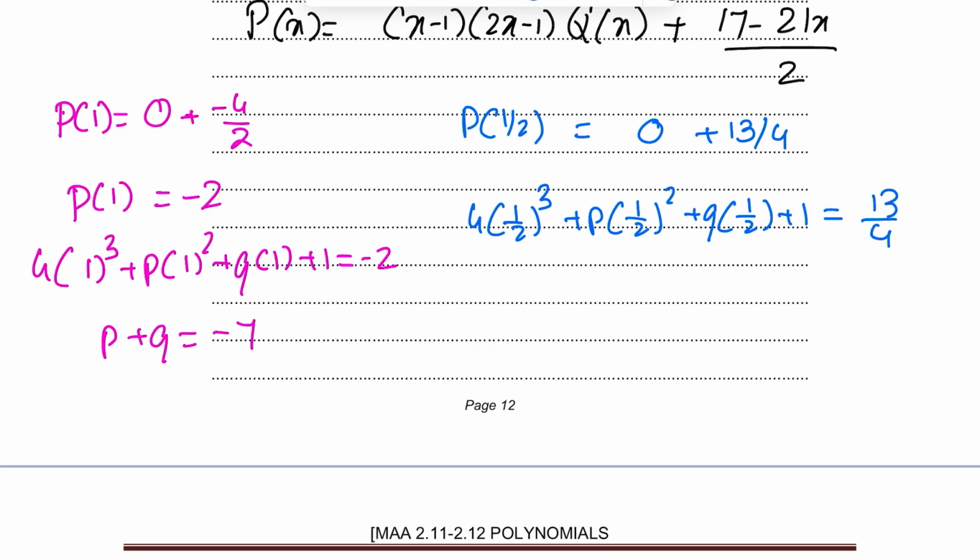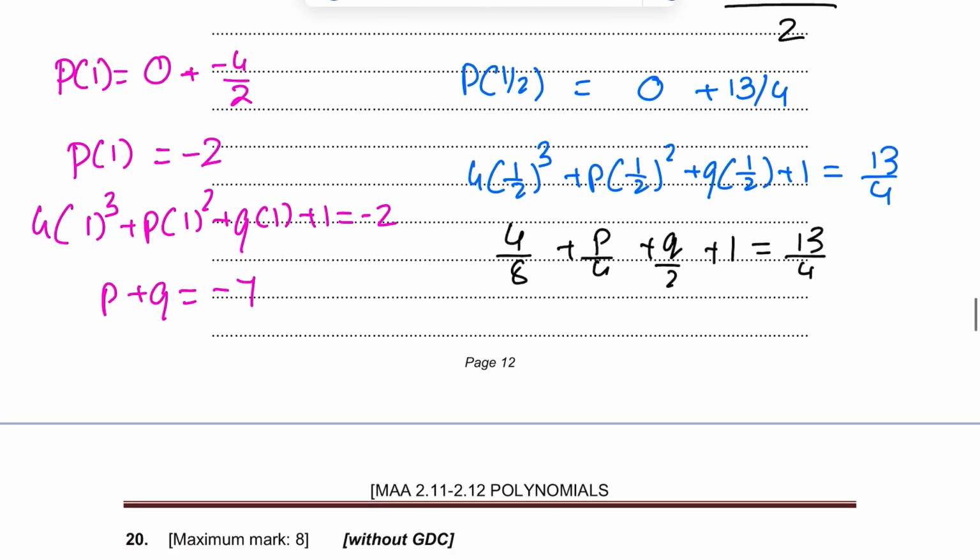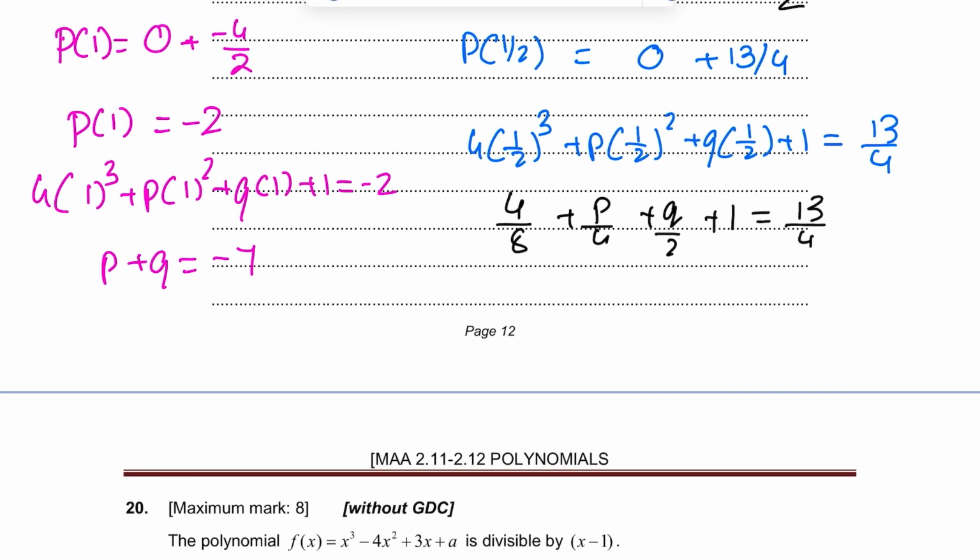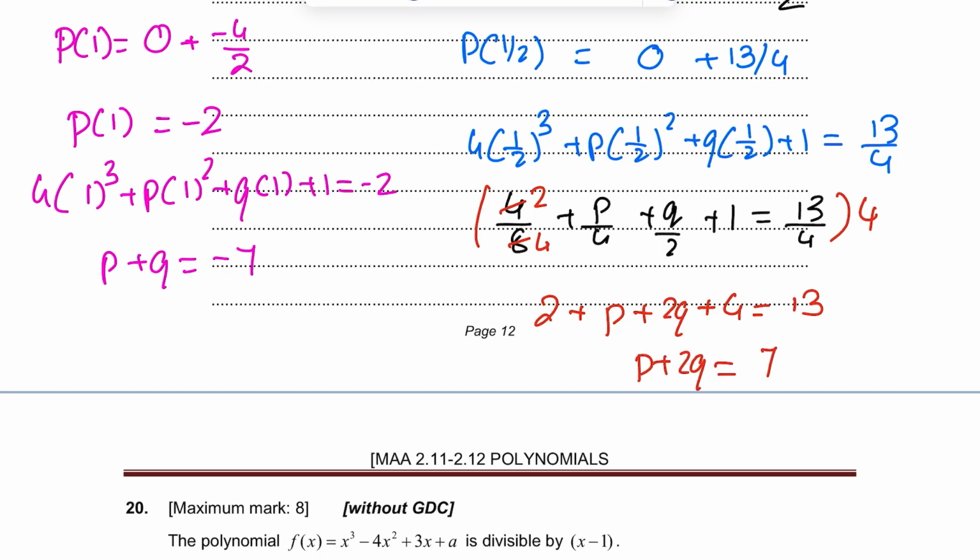So it becomes 4 upon 8 plus P upon 4 plus Q upon 2 plus 1 equals 13 upon 4. Multiply the entire equation with 4. So it becomes 2 plus P plus 2Q plus 4 equals 13. So P plus 2Q equals 7.